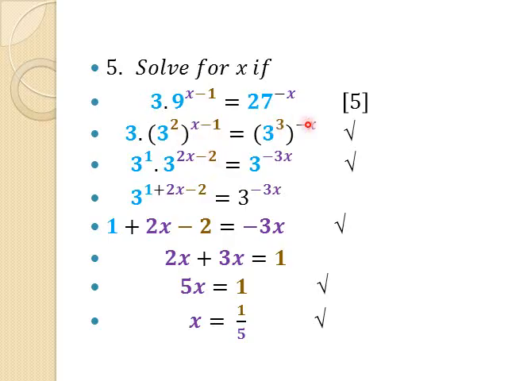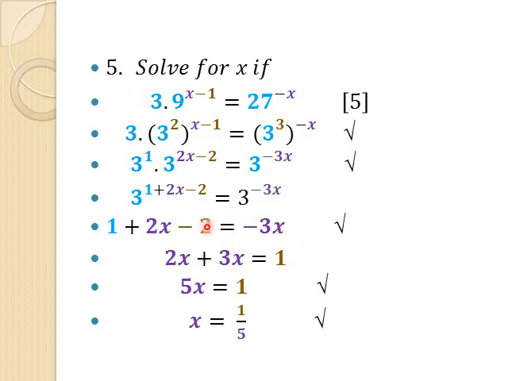3 times negative x gives me negative 3x, and the 3 simply becomes 3 to the power 1. The bases are the same, so we add the exponents. Base 3 and base 3 are the same, and we're multiplying. So that becomes 1 plus 2x minus 2 equal 3 to the negative 3x. Bases are the same, so I drop them. So I'm left with 1 plus 2x minus 2 equal negative 3x.